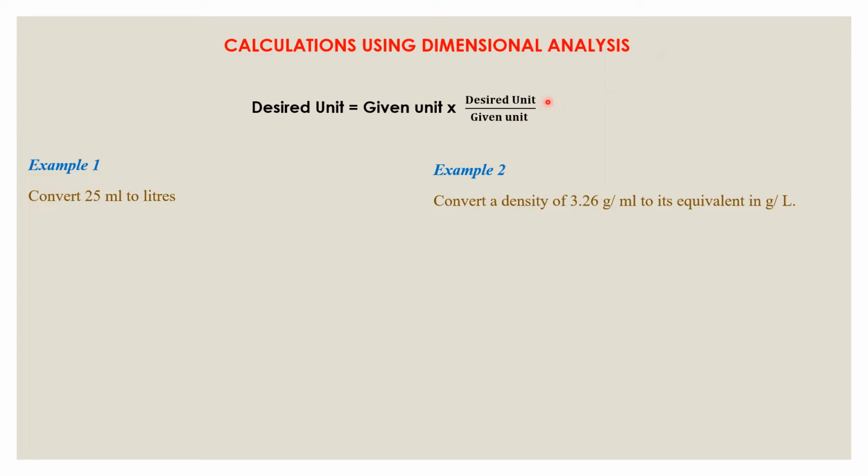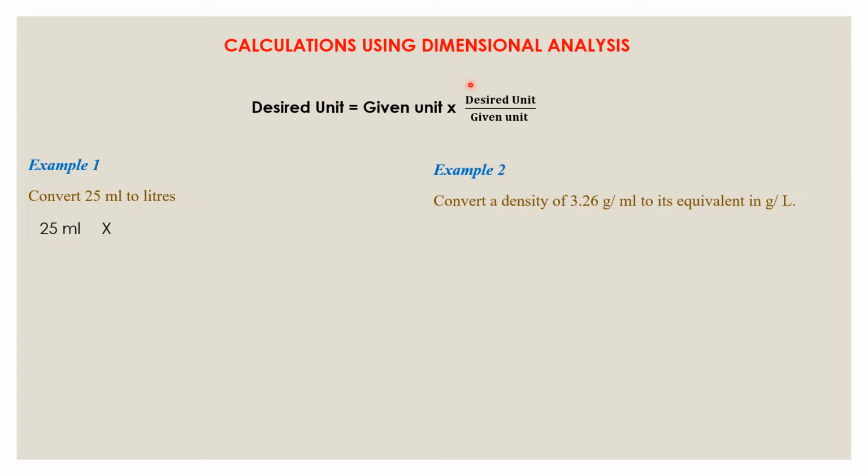Okay, so let's look at example number 1 and learn how this is used. To convert 25 milliliters into liters, the first thing we do is write down what is given. So we are given 25 milliliters. Now we are going to multiply it by a factor. This factor is derived from the conversion table. Our conversion involves milliliters and liters. So what is the conversion between a milliliter and a liter? It is 1 liter equivalent to 1000 milliliters.